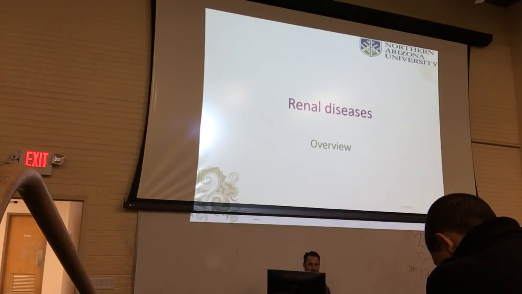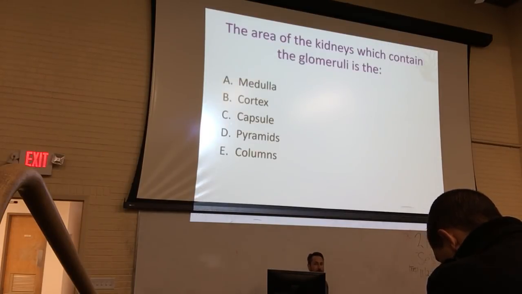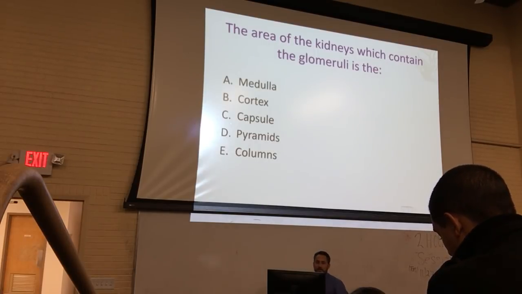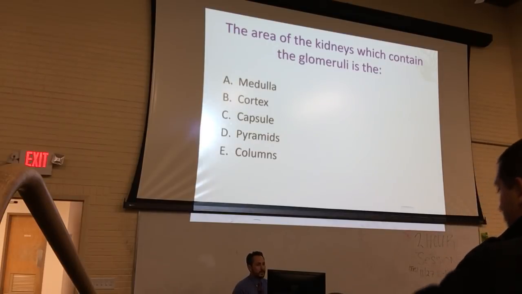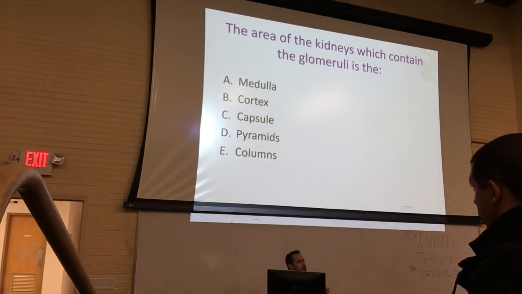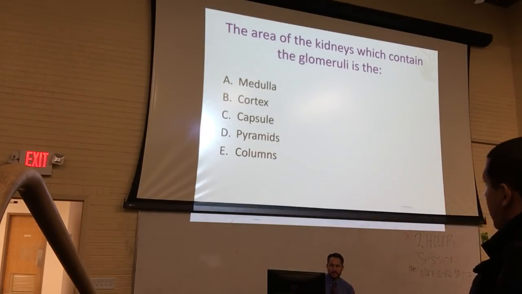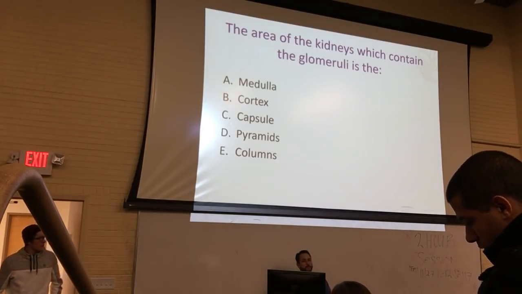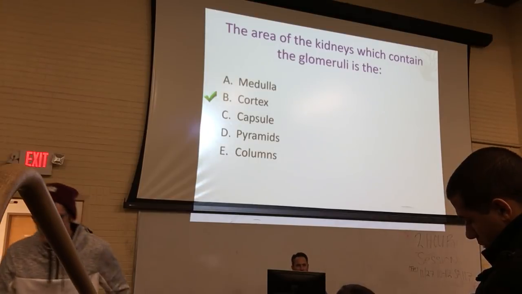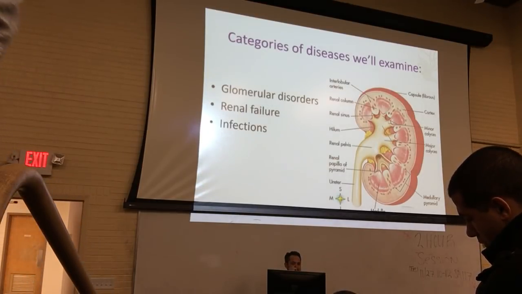Okay, we're going to launch into renal diseases. So as a review, the areas of the kidneys which contain the glomeruli are: medulla, cortex, capsule, pyramids, or columns? Cortex, very good. This is all review, just putting it into kind of a test question.